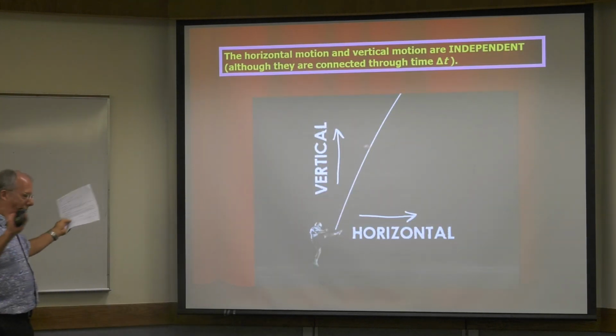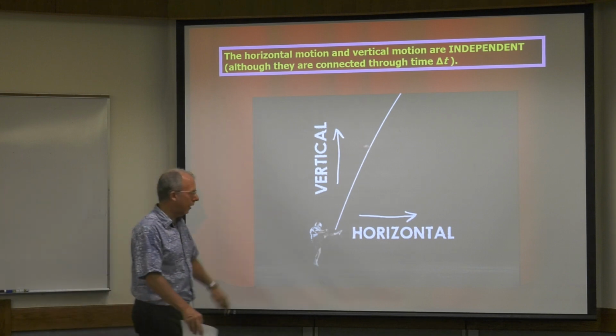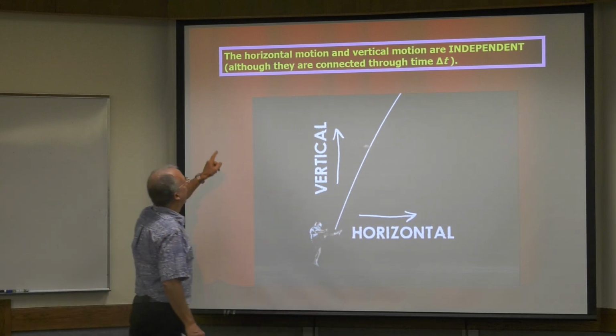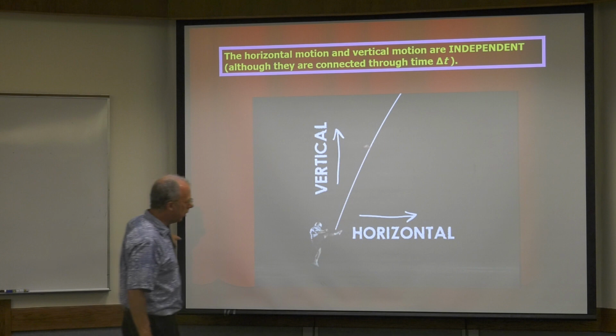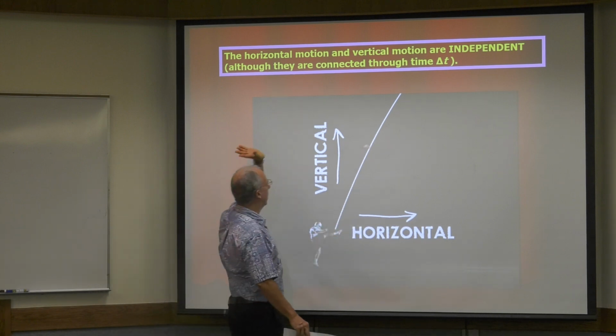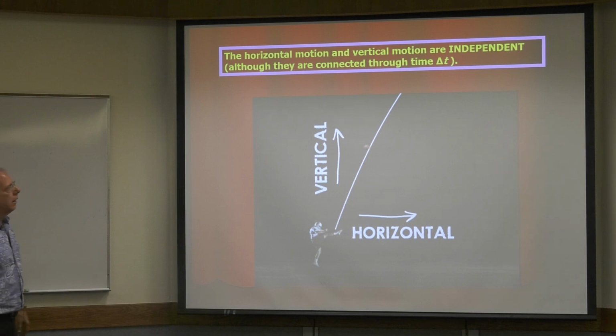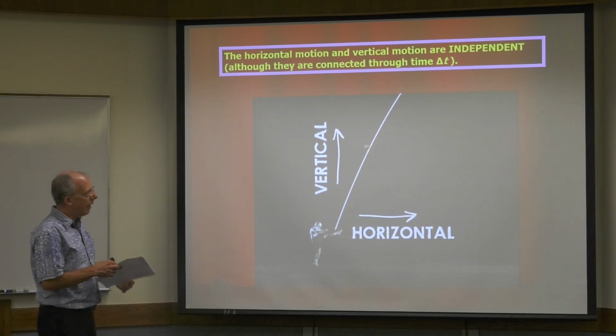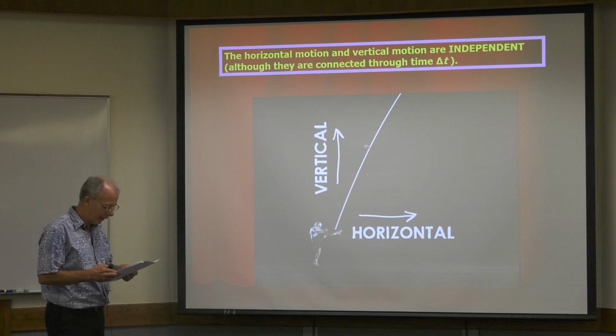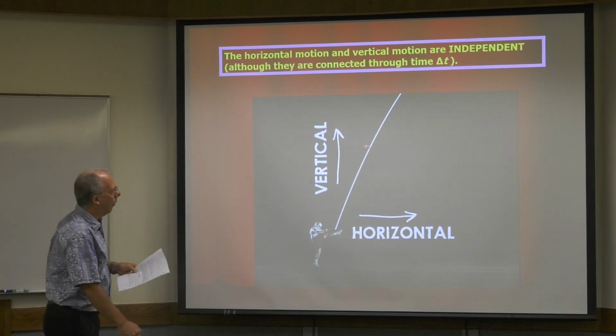So here, this is what I was trying to say. Here's an American football player kicking the ball. Notice there's a horizontal component and a vertical component. So the horizontal motion and the vertical motion are completely independent, although they are connected through the time. Now, what's that got to do with anything?